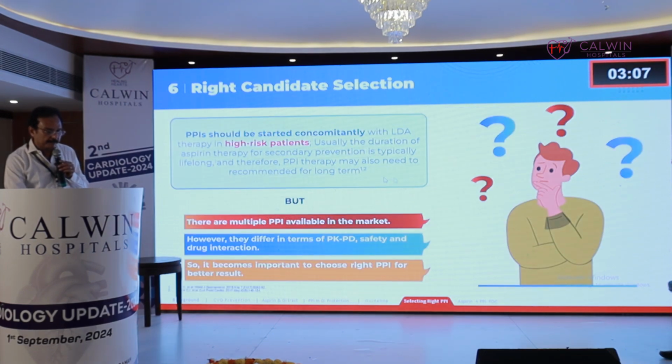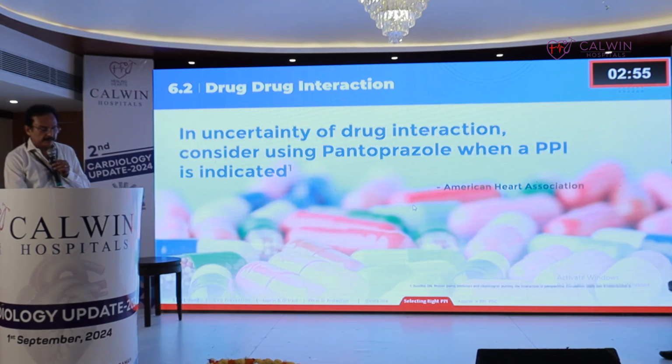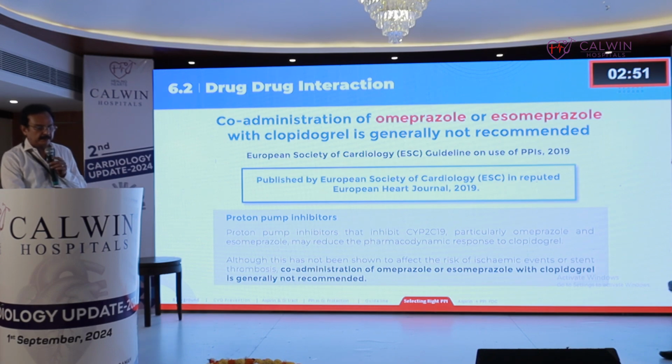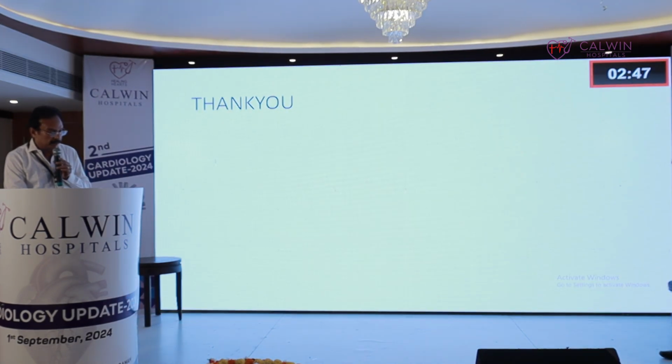And coming to PPIs, there are so many molecules which you can give. Generally, if you are giving clopidogrel, omeprazole and esomeprazole are not recommended. It is basically pantoprazole which is recommended by all the guidelines. Avoid other PPIs, and probably there is good evidence for long-term treatment with this, and I think we'll stop here. Thank you so much.